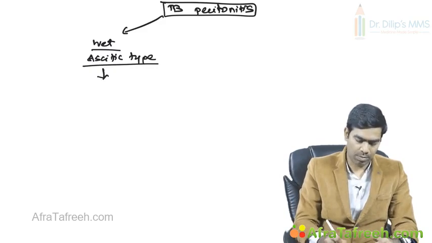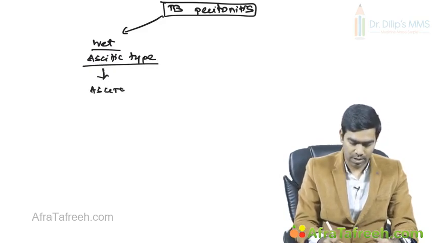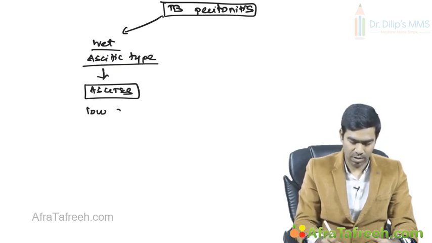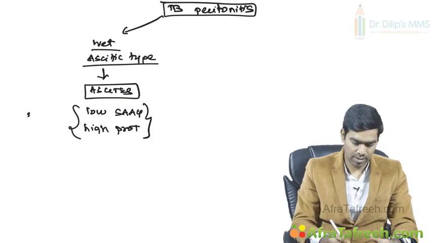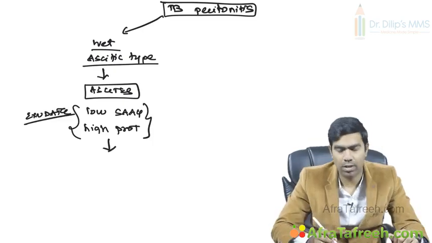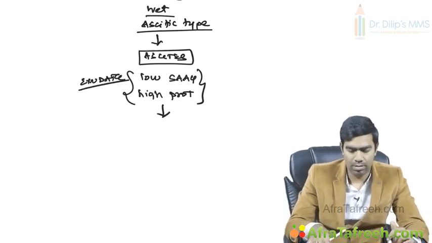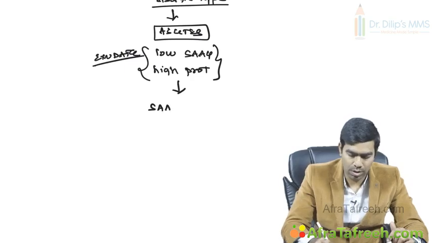So which means they are going to produce ascites. And what will be the type of this ascites? Typically they will be producing a low SAG, high protein ascites, which means they are typical exudative ascites. Let me give you a glimpse of how you will classify the ascites. So 2 things you have to take in consideration.